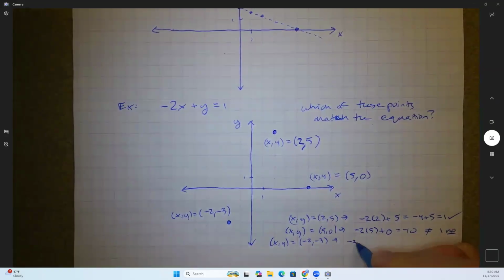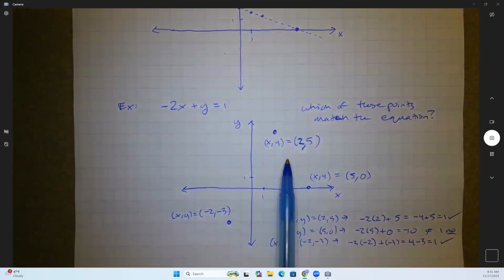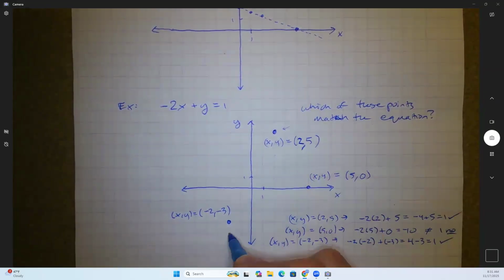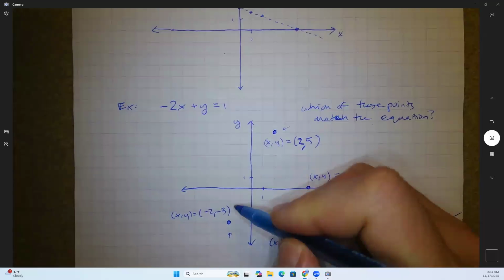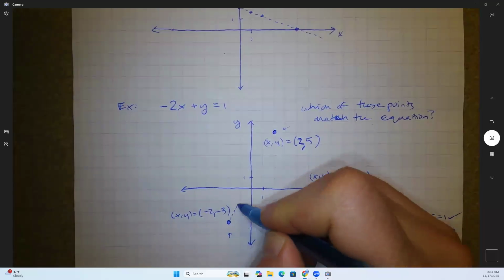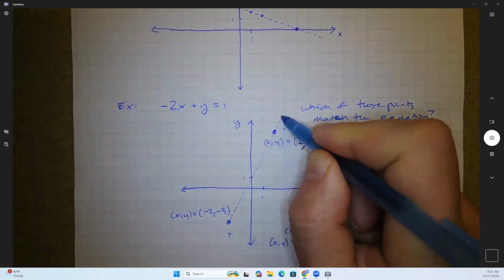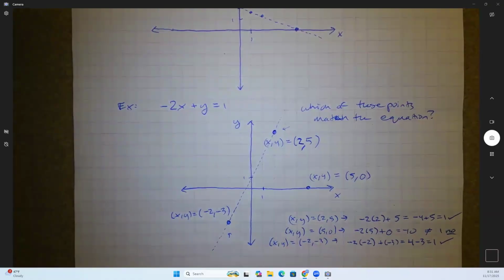I have -2 times -2 plus -3, which is 4 minus 3, which is 1. Yep, that does work. So the points that match the equation are the first one, 2 comma 5, and the third one, -2 comma -3. And that actually means that any point on the line connecting those two dots would satisfy the equation because it's a linear relationship.